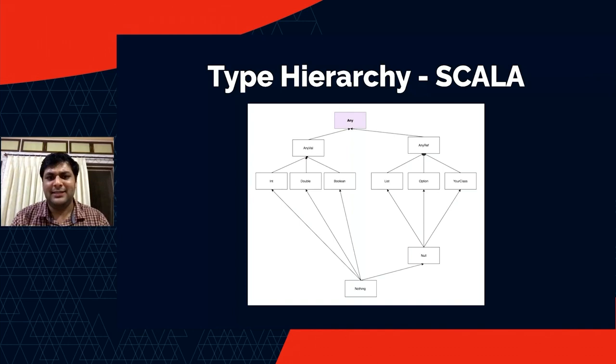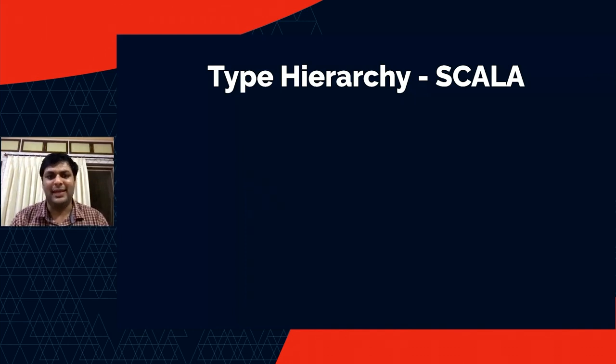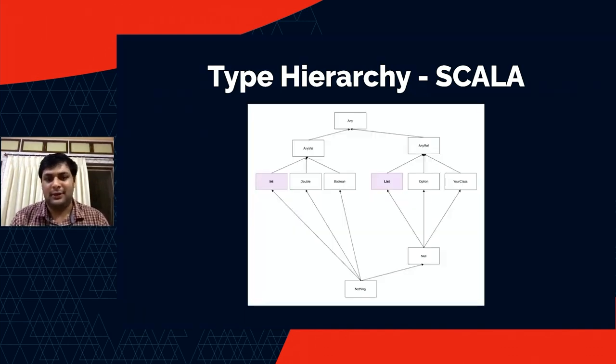And let's, for example, consider an Int and a List. If we observe correctly, yes, they are parents to Nothing, but Any is their parent. So this is the way the type hierarchy of Scala looks.